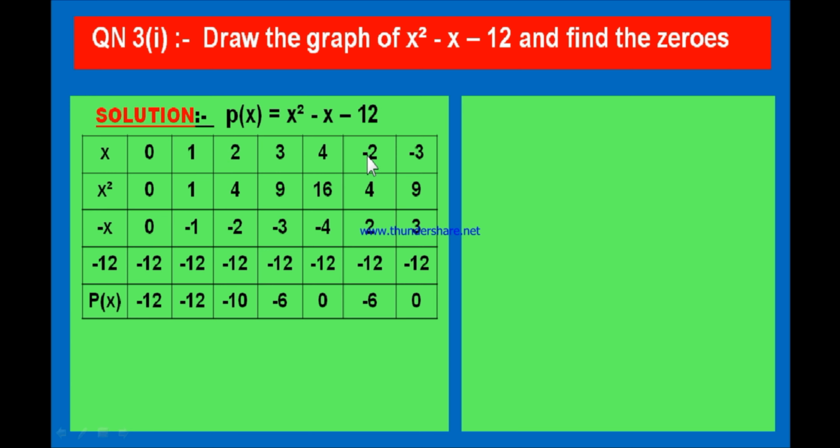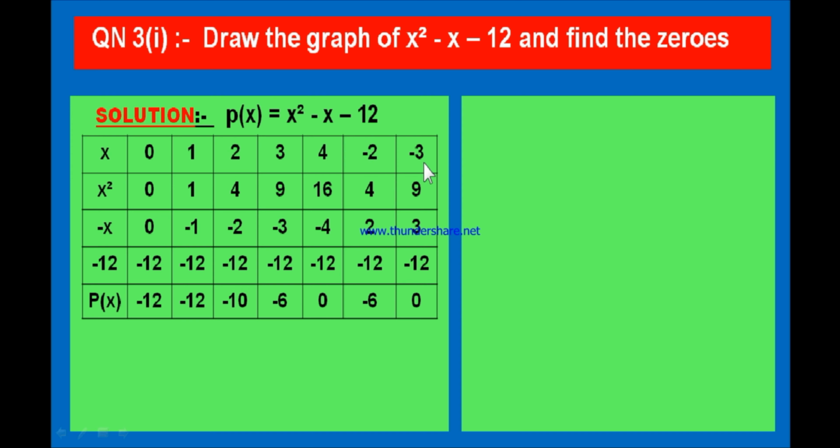Now take x is equal to minus 2. Then x square means minus 2 whole square is plus 4. Minus x means minus of minus 2 is plus 2. And this is minus 12. Now add these 3 values. 4 plus 2 is 6. 6 minus 12 is minus 6.